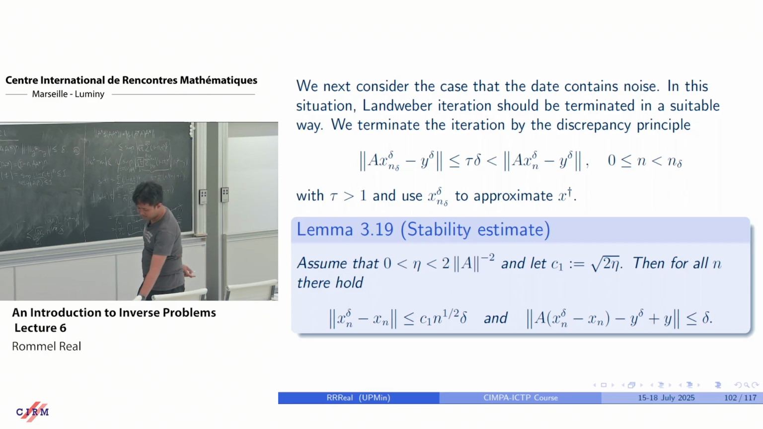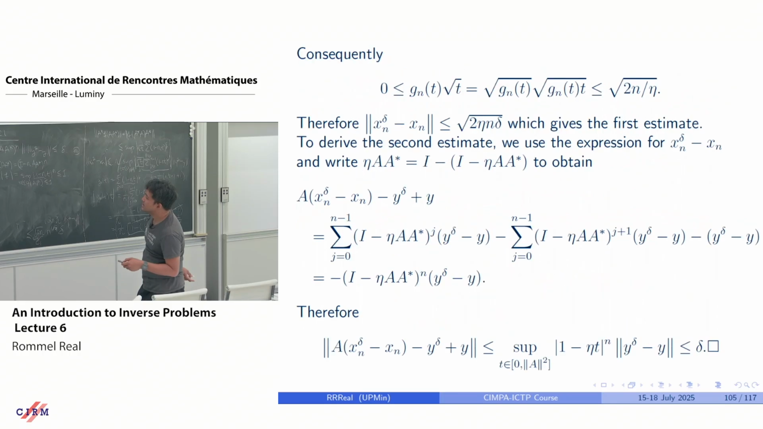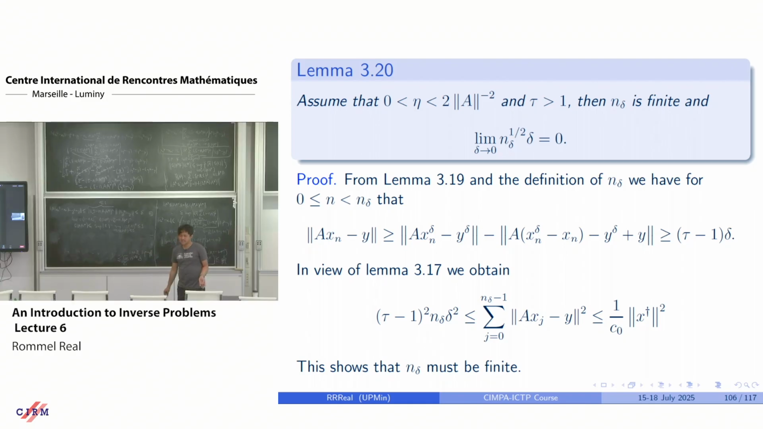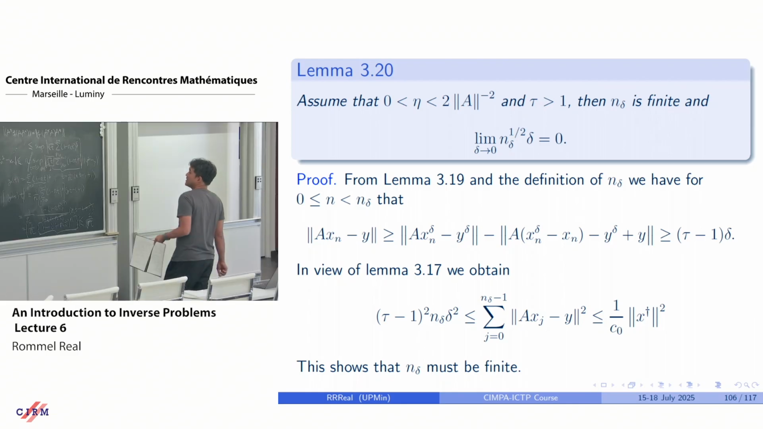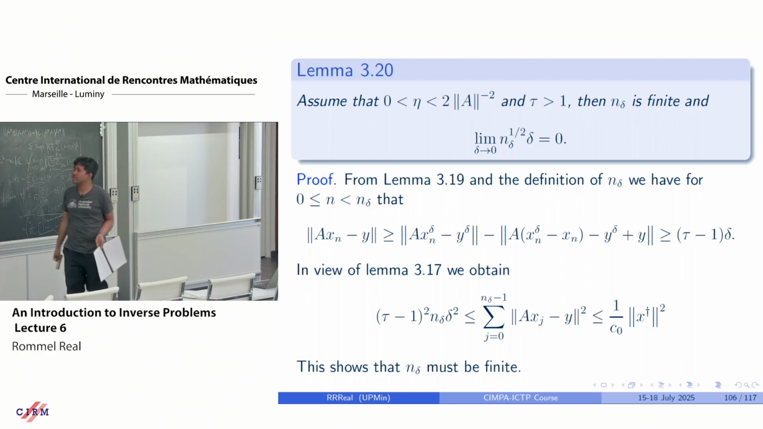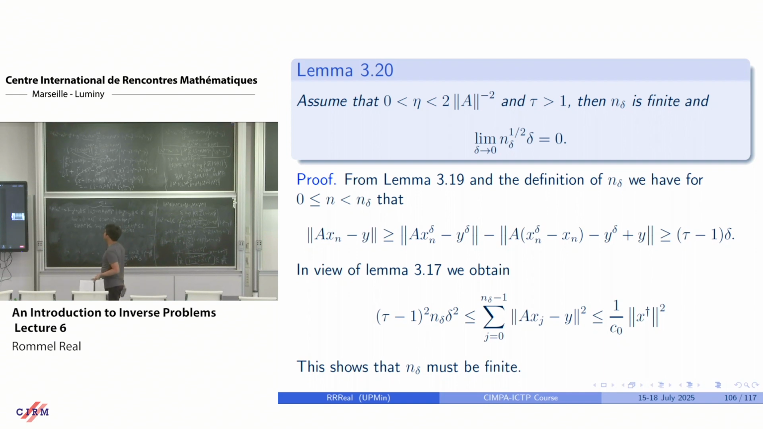And now we will use them in the next lemma, which is our first convergence estimate with the discrepancy principle. So that's lemma 3.20. With the same condition on the step size eta, it follows that n sub delta is finite. That means our discrepancy principle is well defined. And also we have that very helpful limit there.